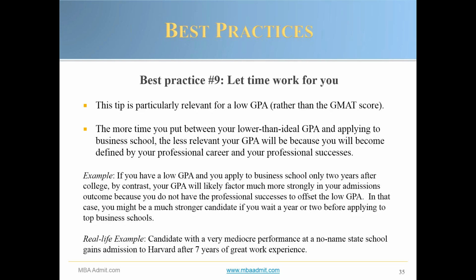And then finally, number 10, when you are thinking about your GMAT score and your GPA, and you have decided that there is a weakness there, and it's big enough that you need to address it, the first thing is how do you address it? Is it directly or is it indirectly?